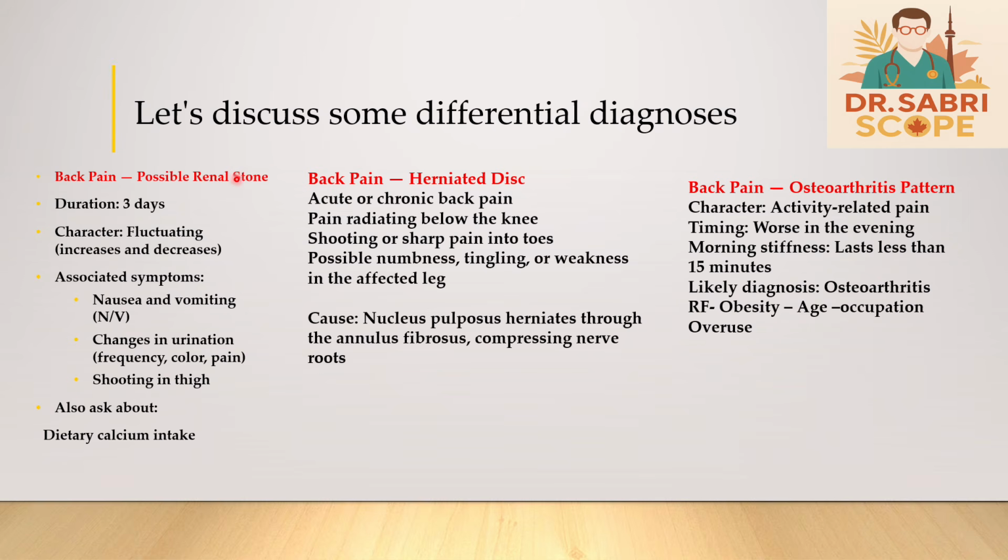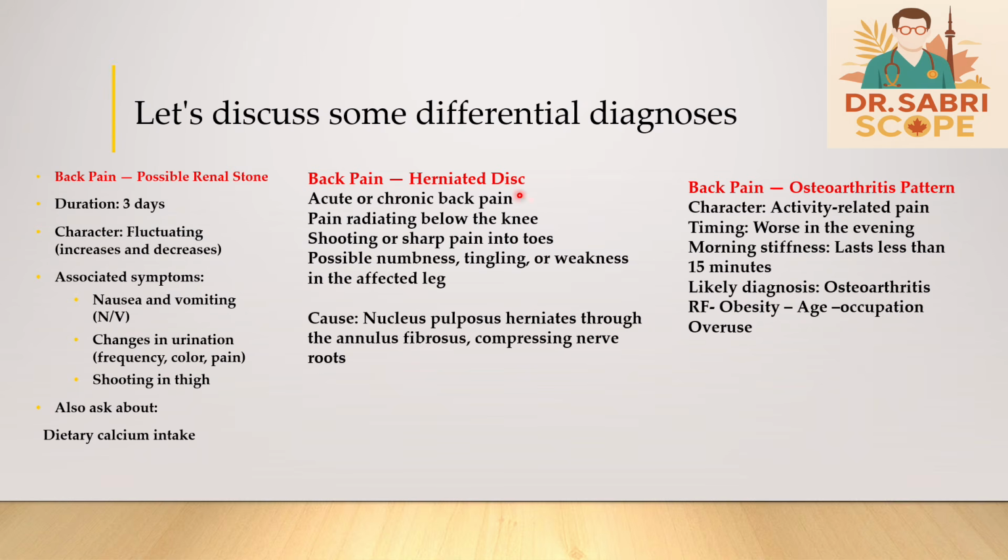Let's continue our differential diagnosis with the renal stone. Regarding the duration, there is a lot of variation. Some patients can tell you I have had pain for 1 day, some can tell you I have had pain for 3 days. Regarding the character, sometimes the patient can tell you the pain is increasing or decreasing. Regarding the associated symptoms, there are good symptoms you can ask about during your history taking if you suspect a renal stone, like nausea and vomiting, change in urine color, if there is blood, and also most patients will tell you I have pain in my thigh if the cause of the back pain is of renal origin. It's a good idea also to ask about dietary intake in general, focusing on calcium, because hypercalcemia can cause renal stones.